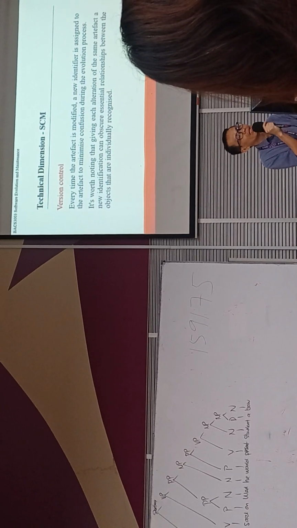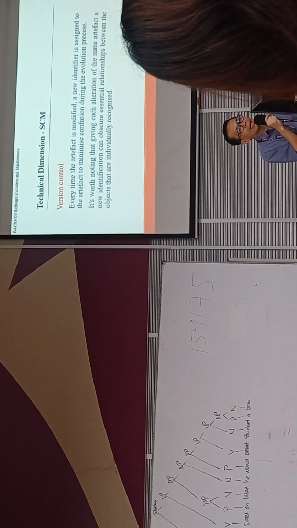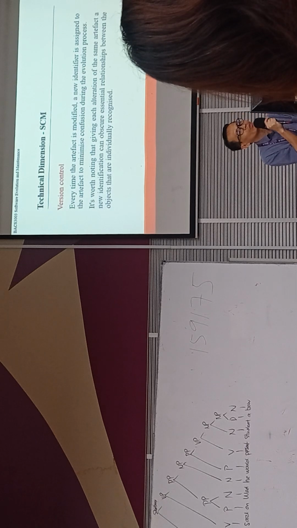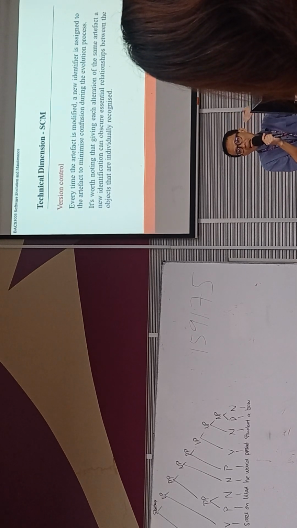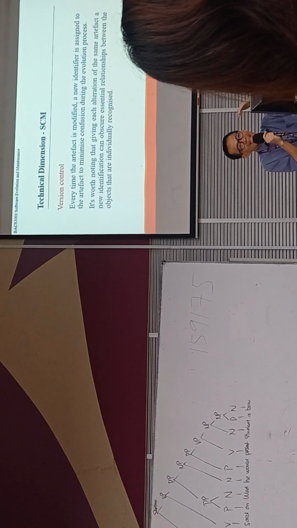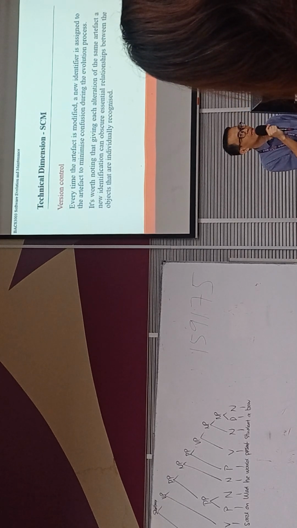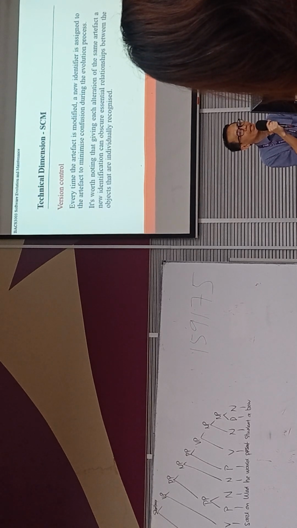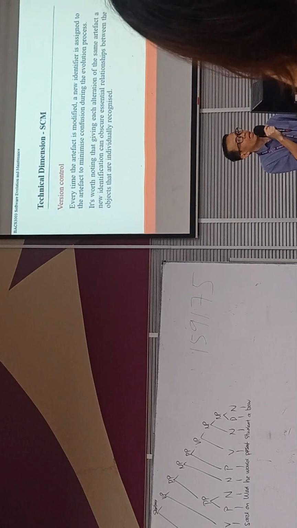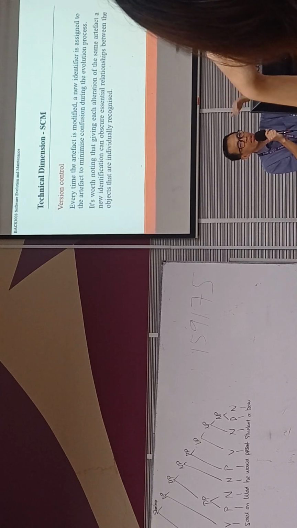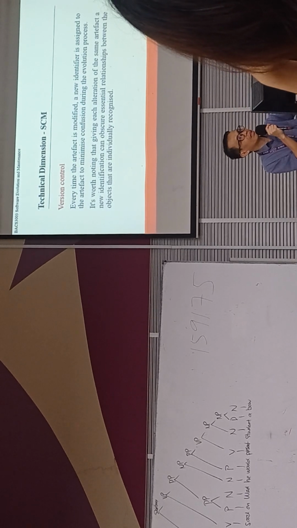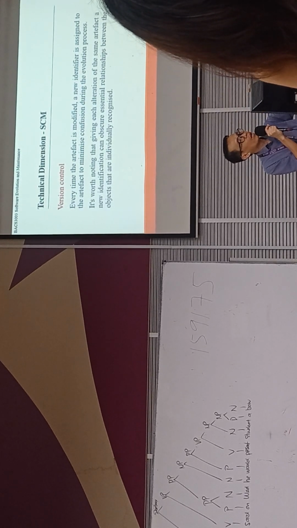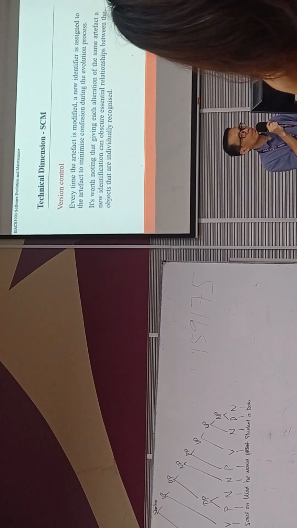You can see the explanation here. Every time the artifact is modified, a new identifier is assigned to the artifact to minimize confusion during the evolution process. It means identifying the changes. It is worth noting that giving each alteration of the same artifact a new identification is not necessarily needed for all changes, which lead to a new version. You have to decide how you are going to differentiate these changes.